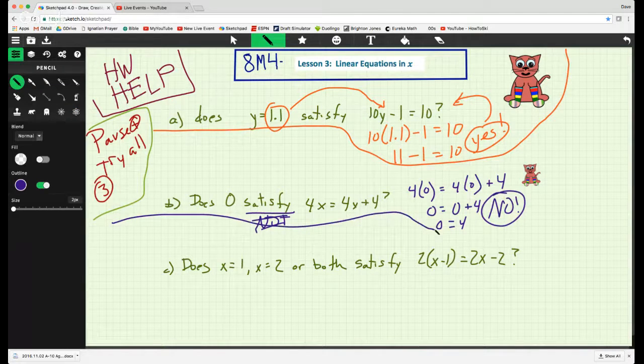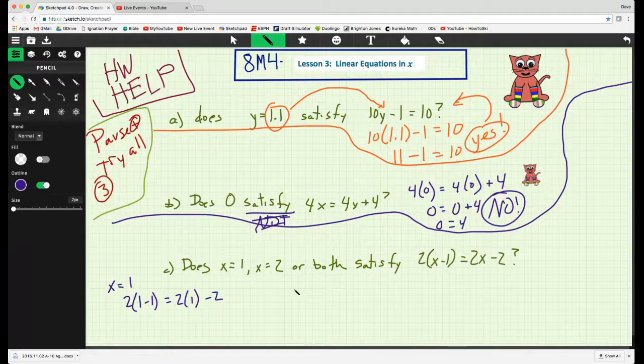Now we're going to go to this last problem, and there's one like this on the homework. Does x equals 1, x equals 2, or both satisfy 2 times (x minus 1) equals 2x minus 2? Well, let's try x equals 1. Does 2 times (1 minus 1) equal 2 times 1 minus 2? We had to plug our 1 in for the first x and the second x. So does 2 times 0 equal 2 minus 2? Does 0 equal 0? Yes.